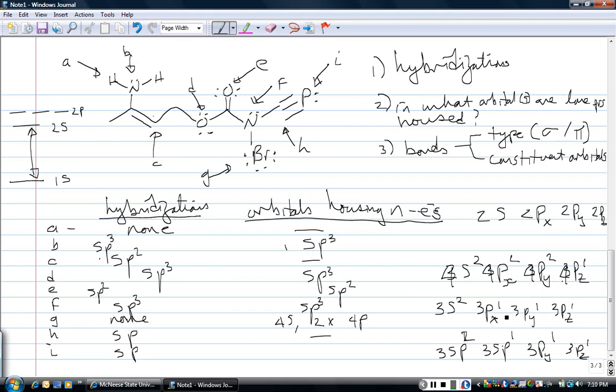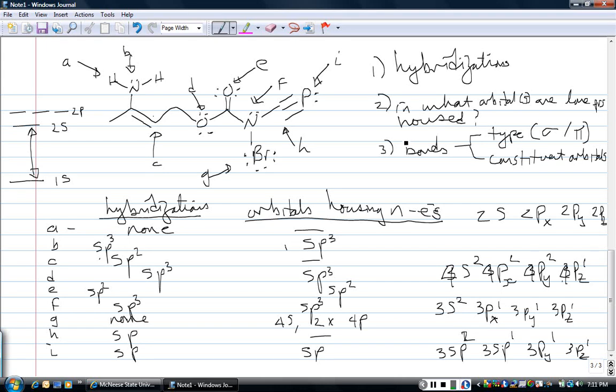So the phosphorus will use one of the p's to form this pi bond, let's say, the other p to form that pi bond, and the sp to form the sigma bond by overlapping with the sp of the carbon. There will be a lone pair housed in a 3sp hybrid. So the phosphorus, which is sp hybridized, is going to have the lone pair housed in an sp hybrid. Okay, that's that.